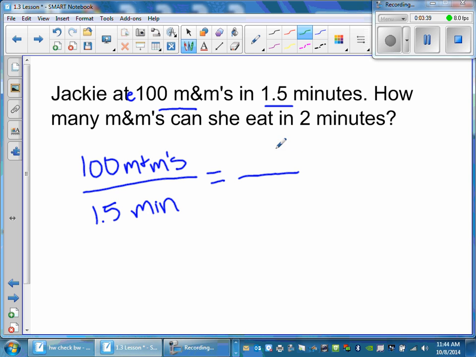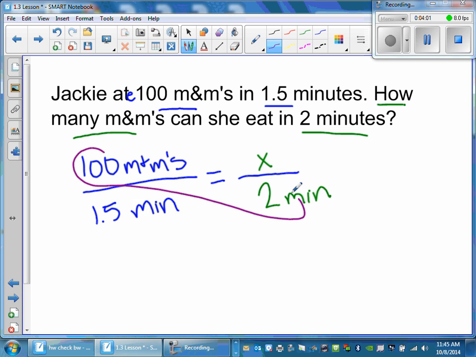Okay, so then how many M&Ms can she eat in 2 minutes? How many M&Ms in 2 minutes? So M&Ms go across from M&Ms. That's what I'm trying to figure out, how many M&Ms. And then minutes across from minutes. Then I just solve this proportion.